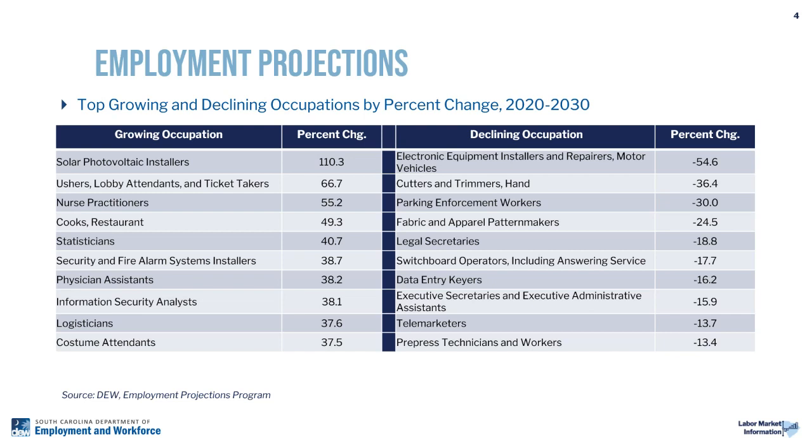So the top fastest growing occupations by percent change, we show on the left side of this table. These include healthcare and information technology fields. The top fastest declining occupations, which we're showing on the right side, are among those where technological advances are supplanting outdated processes.